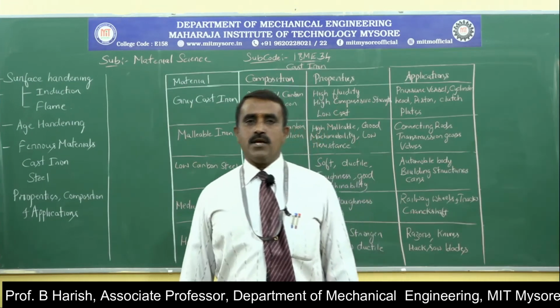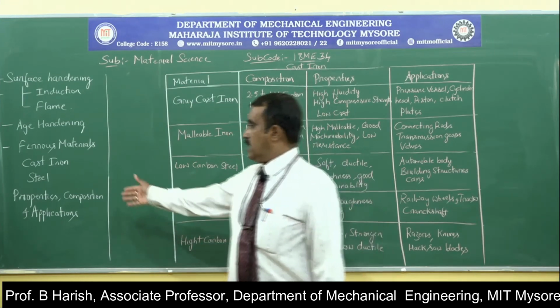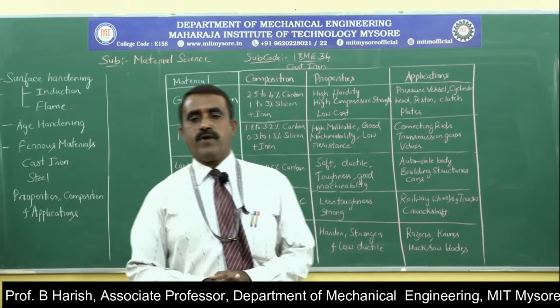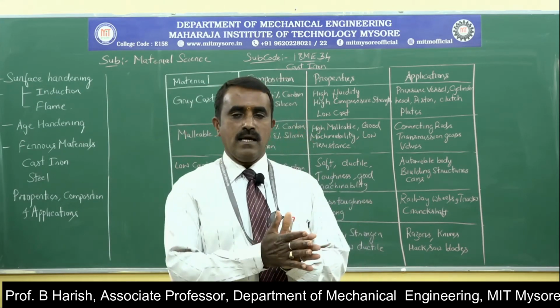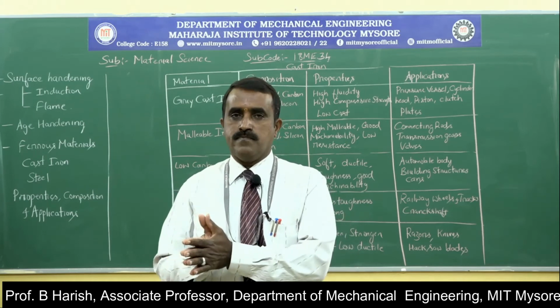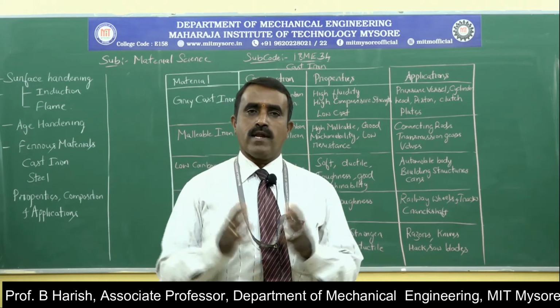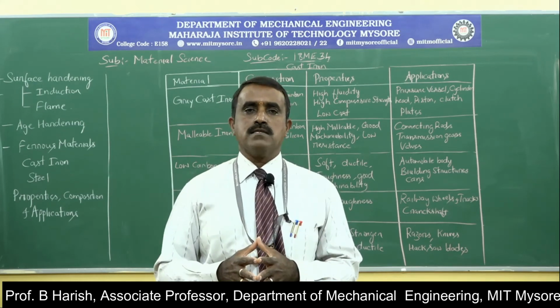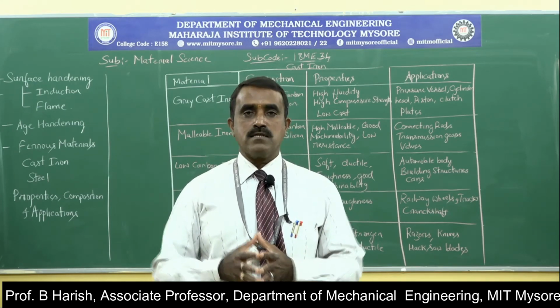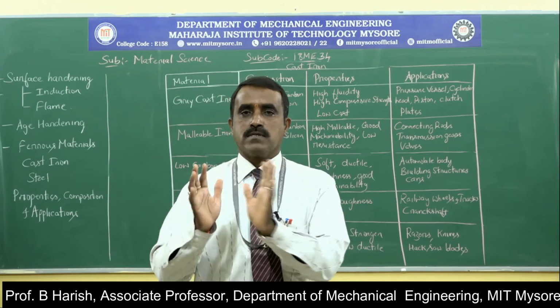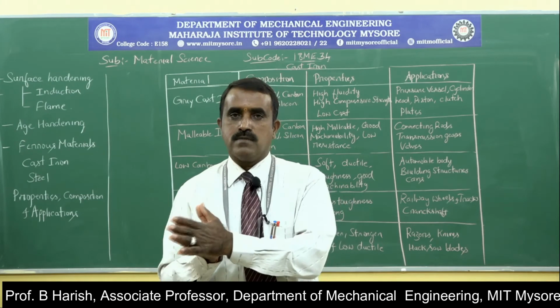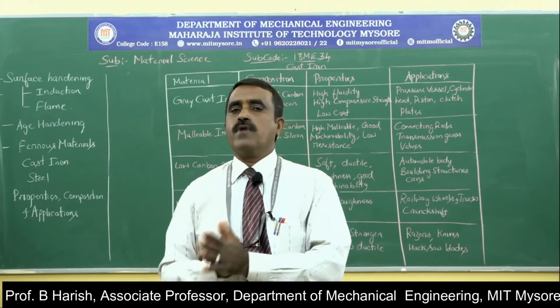Here we will continue with one more topic, about ferrous metals. Metals are classified into 2 types: ferrous metals and non-ferrous metals. What are ferrous metals? Ferrous metals are iron based metals. In the majority of applications, we go for iron based metals. Non-ferrous metals are those which do not contain iron. So iron based and non-iron based are called ferrous and non-ferrous metals.